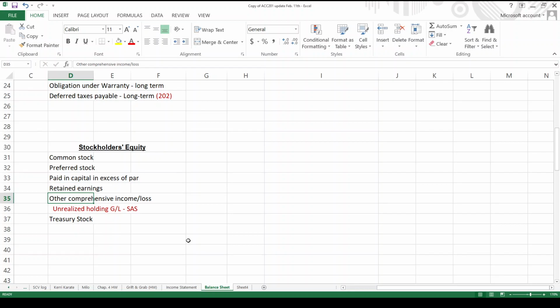Other comprehensive income or loss, well, for now, we'll just stick with this one here. The unrealized holding gain or loss on securities available for sale. Right? So that, which we know the securities available for sale could either be current or could be in the investment section. Either way, the unrealized holding gain or loss goes here.